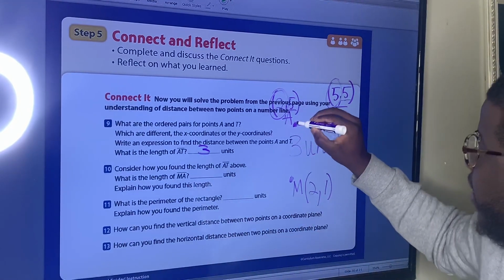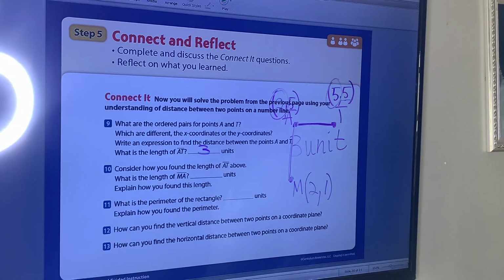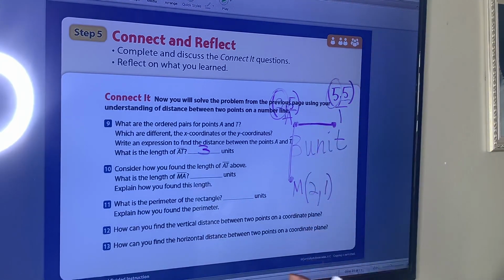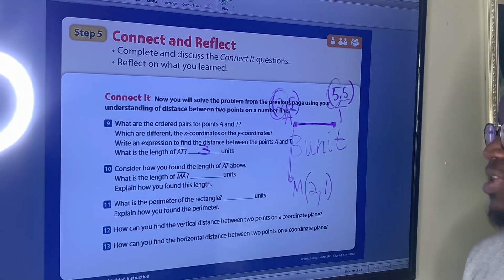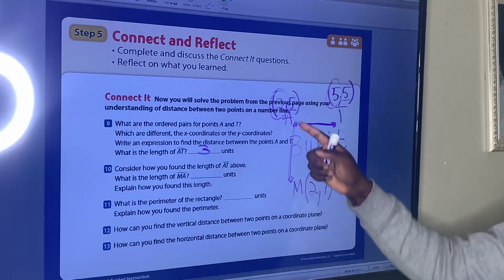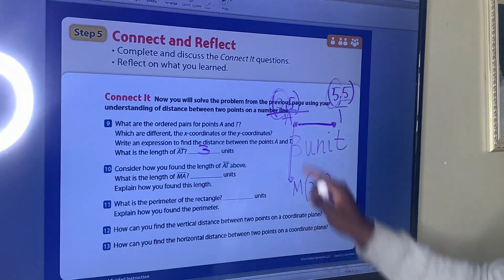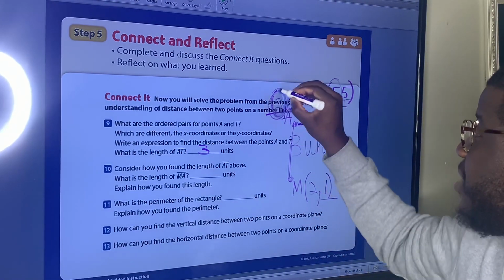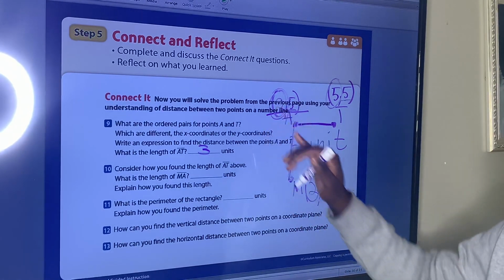If I want to find the distance between MA, it is a vertical line. It's going up and down. Now, if you look at MA, they have something in common. What do M and A have in common? If you look at their coordinates, what do they have in common? Exactly. They share the x-axis. Both of the x-axes are exactly the same.